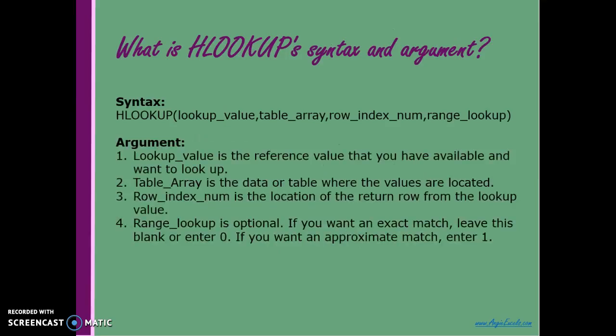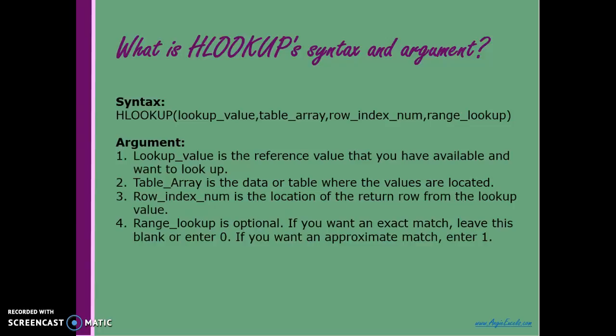So, HLOOKUP syntax and arguments. Whew, that's a lot of words. Okay, so HLOOKUP is lookup value, comma, table array, comma, row index number, comma, range lookup. I know some of you are probably getting cross-eyed wondering what that means, and I'm going to cover that. So the arguments: what do lookup value, table array, row index number, and range lookup mean? This is what they mean.